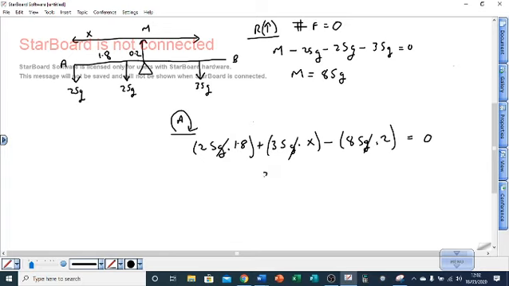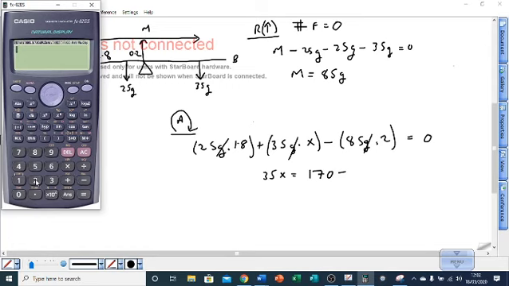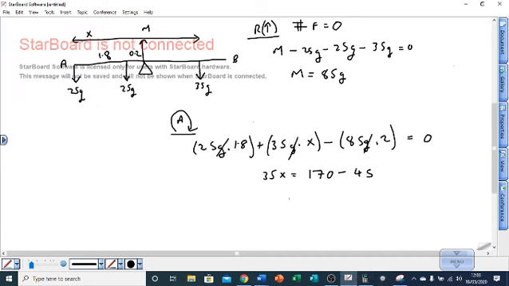Rearrange it to give me 35X is equal to 85 times 2, which is 170 when thrown over, positive, and this is going to be take away 25 times 1.8. I could do that in my head, but I'm not going to. So there we go, 45. So take away 45. So my final answer is that X is equal to 40.